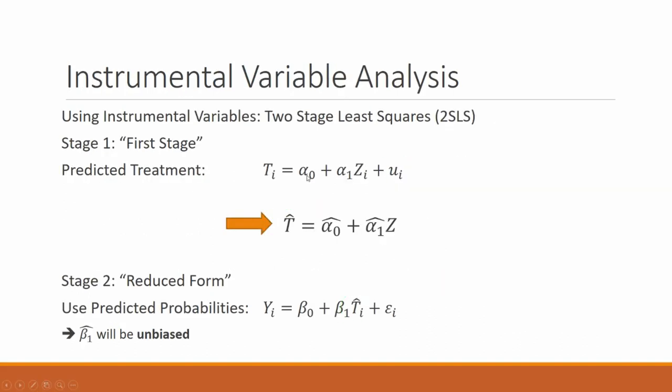All right, we run this first stage regression model, this one here. We regress T on Z. And then we look at the results of that regression model. I'll do this in the Stata demo. We use those results to get an idea of whether or not relevance holds. Now, let's just think about it. If Z really does cause an impact on T, if they're really strongly correlated, then we should find that alpha 1 hat, the coefficient on Z, should be statistically significant. And we should also find that the regression does a decent job of explaining variation in T.